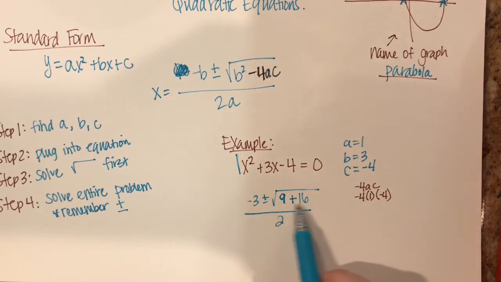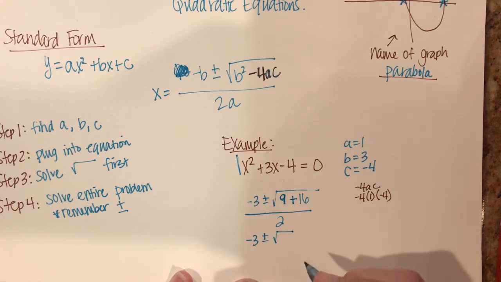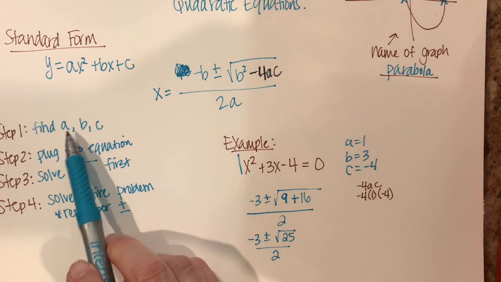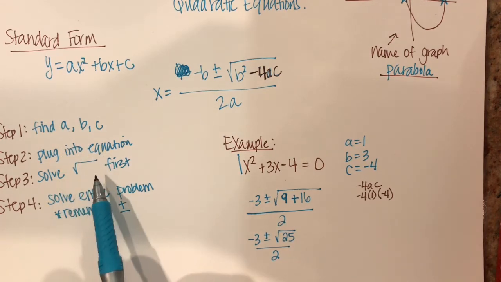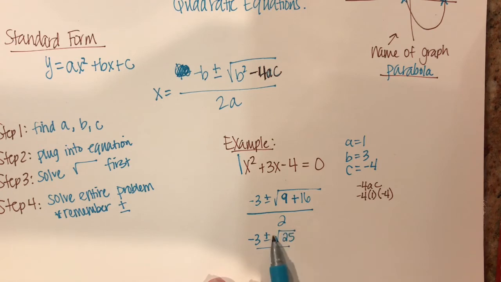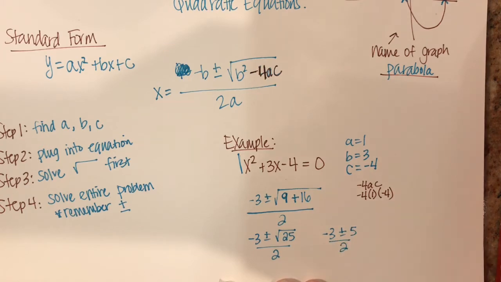So we're going to do the square root part first. 9 plus 16 is 25. Negative 3 plus or minus square root of 25 all over 2. Okay, so we found a, b, and c. We plugged into the equation. We solved the square root part first, and now we're going to solve the entire problem. What is the square root of 25? That's 5. So negative 3 plus or minus 5 divided by 2.